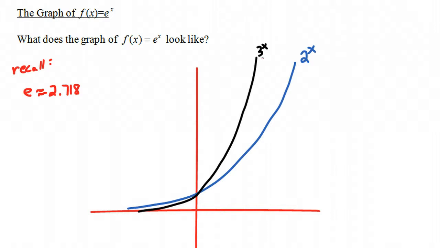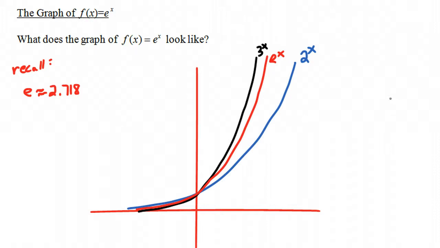In fact, it'd be a little bit closer to 3 to the x than 2 to the x because e is a little bit closer to 3 than it is to 2. Okay, so if we were to graph e to the x, it'd be right in the middle here. Okay, this is what e to the x looks like. Okay, so it's just that simple.